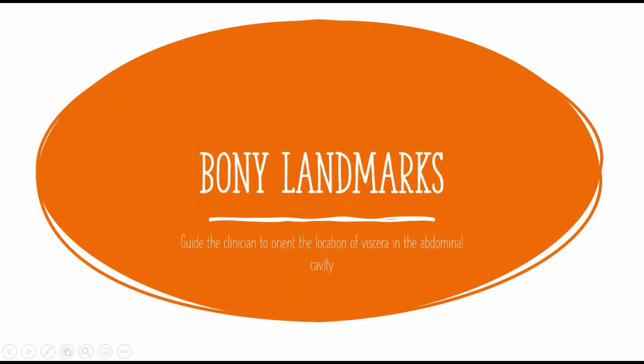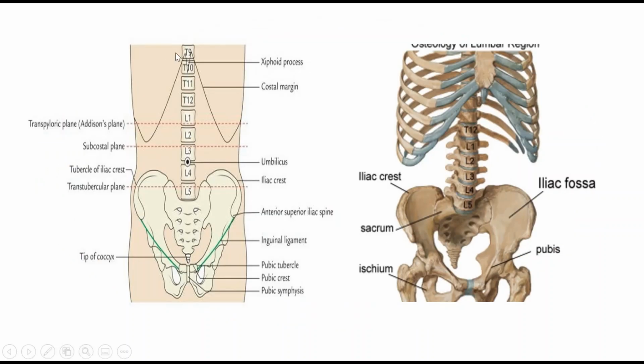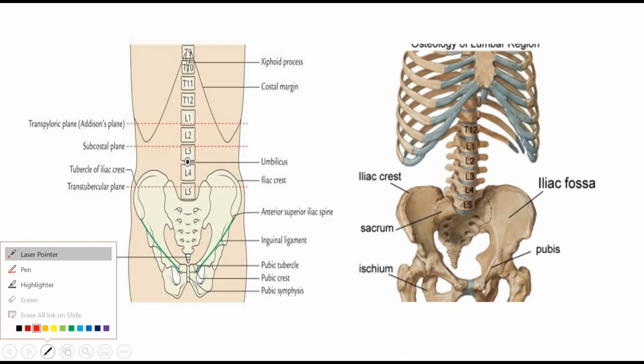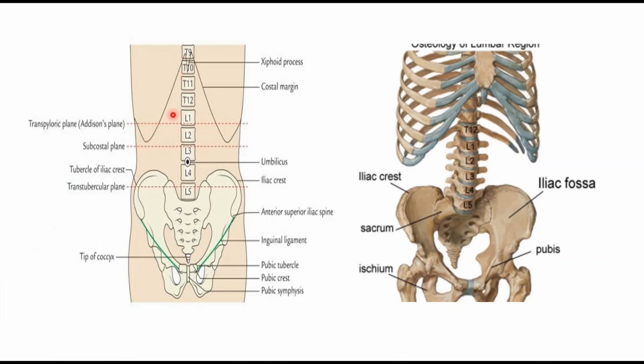First, in this video we'll be talking about bony landmarks. These are important because they guide the clinician to orient the location of viscera in the abdominal cavity. First we'll be talking about the costal margin, which you can see here. This is the costal margin which forms the upper border of the abdomen.